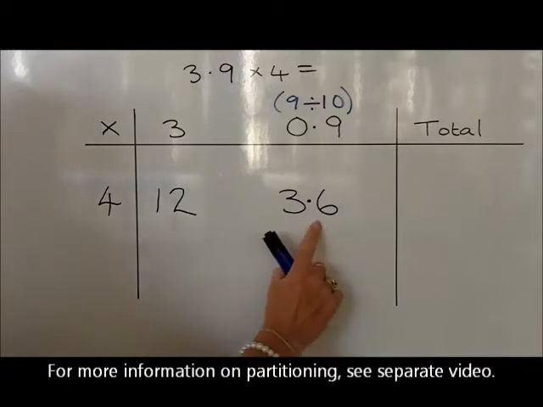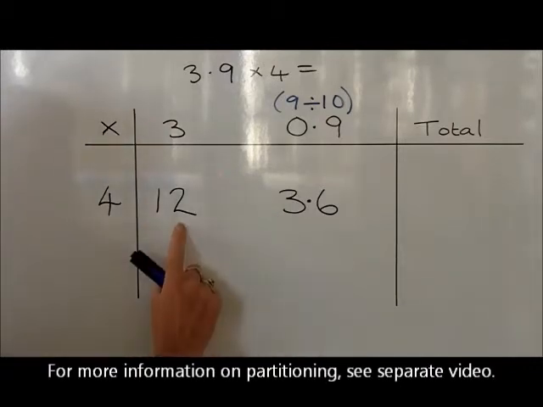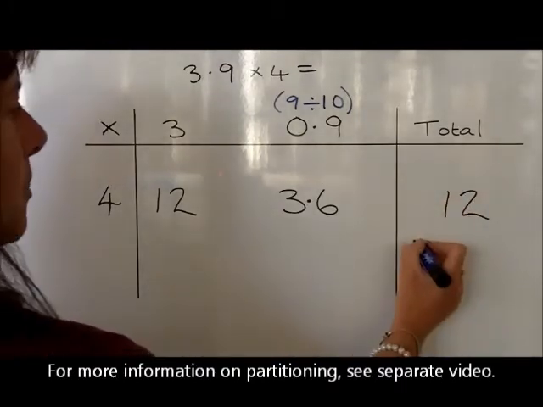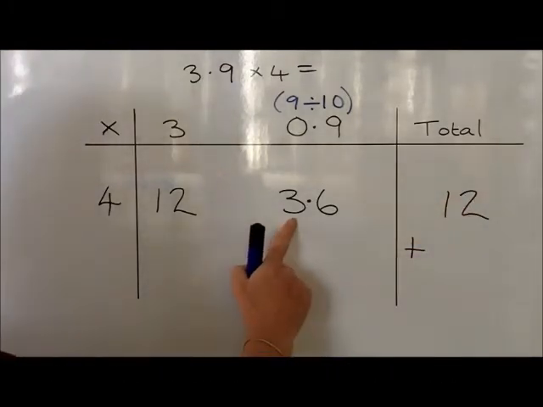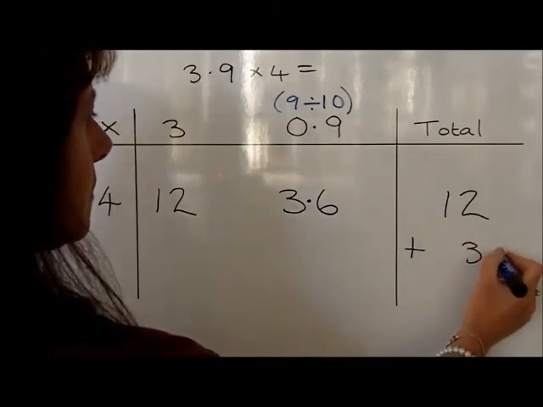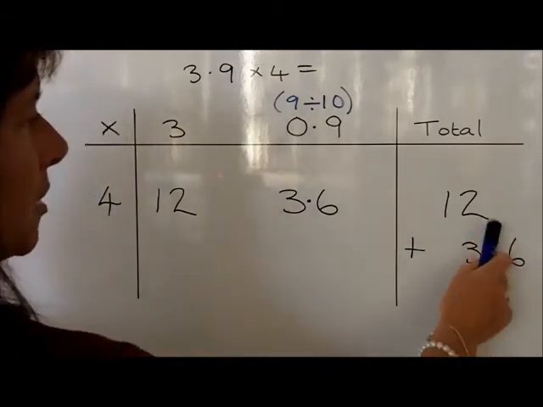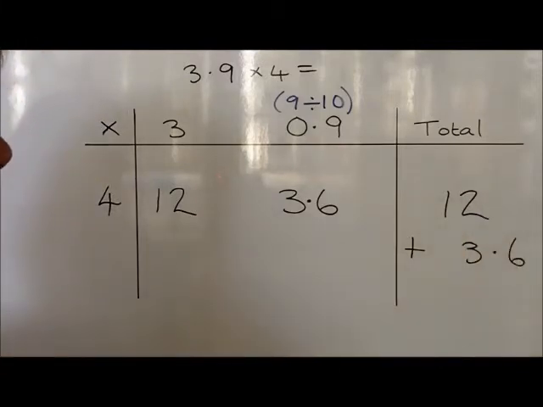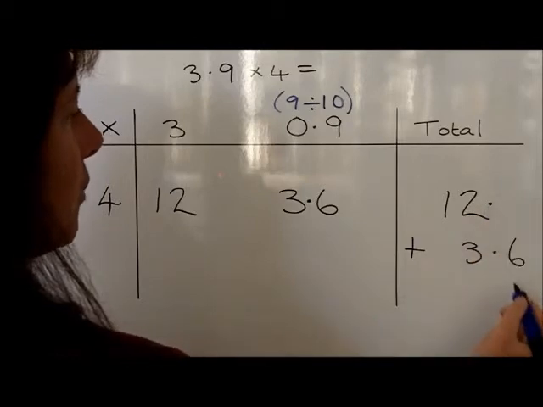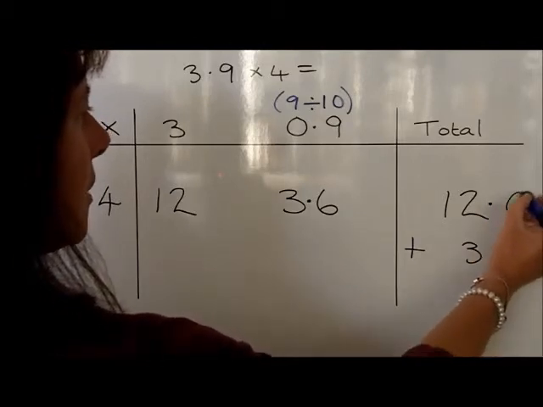We now add back the separate partitions. So we've got the 12 and we add on the 3.6, making sure the 3 stays in the units column. Because we've not got a decimal at the moment here, to help with the calculation, we put our decimal after the 12 and put a 0 in the tenths column.